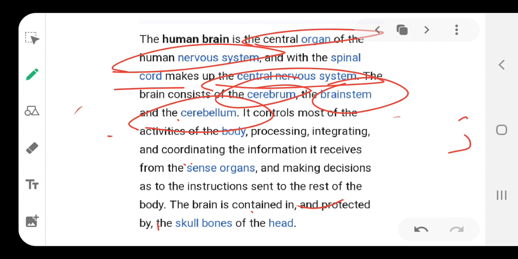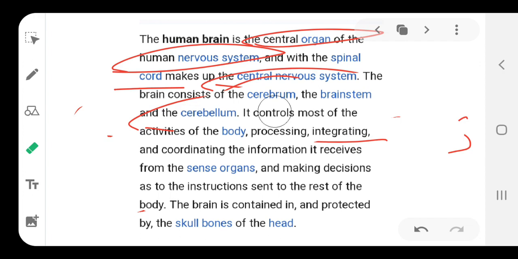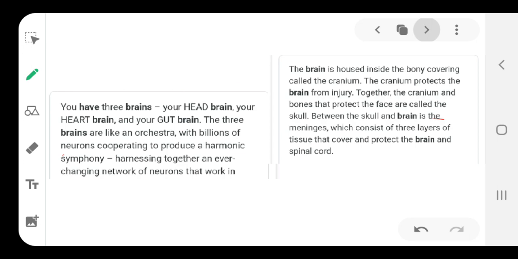They control all the activities of the body, starting from processing the data, integrating it, and coordinating it with the help of the various sense organs of our body. This tissue, the brain, is protected by a hard covering called the skull of the head. Basically, the brain is a part of the CNS, it has three main parts, and it controls and coordinates every part of your body.